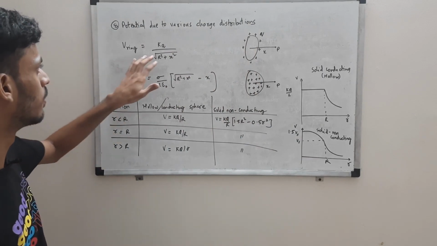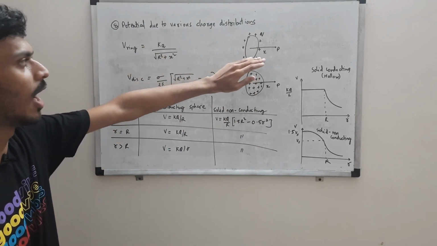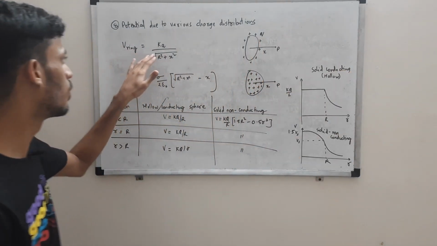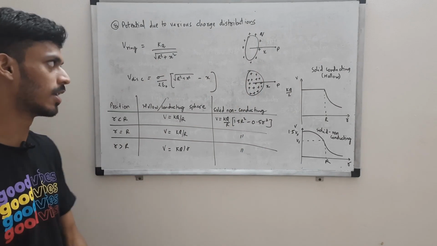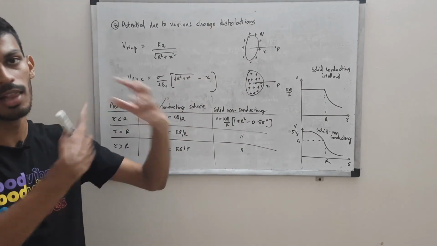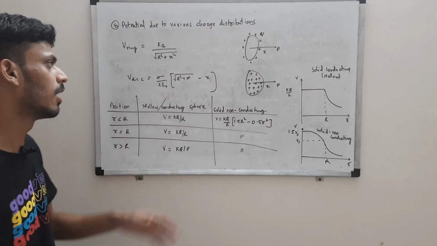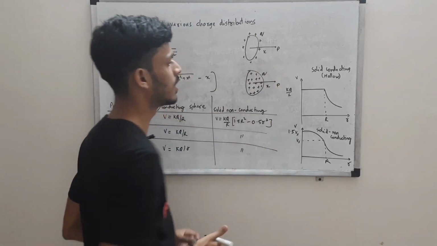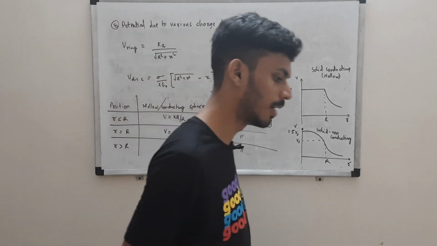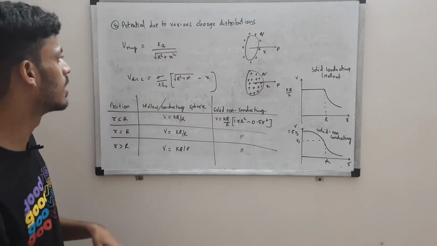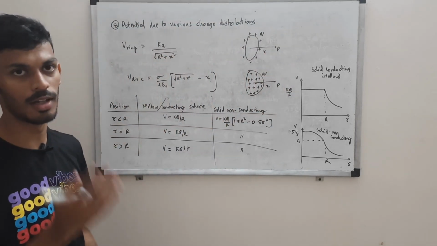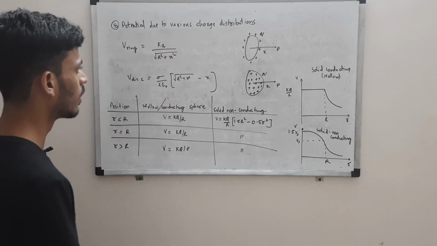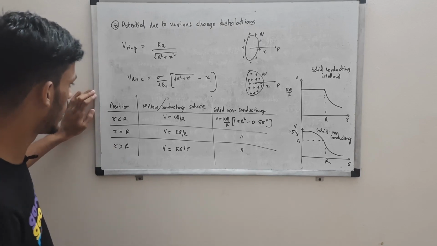For a ring, the potential at a point P at a distance x will be given as kq by under root r square plus x square. Similarly for a disk, ring is like a bangle, disk is like a plate. For a disk, you have charge q distributed over its entire surface. Then the potential at a point P at a distance x will be given as sigma by 2 epsilon naught, bracket under root r square plus x square minus x. We'll derive these relations in our next class.